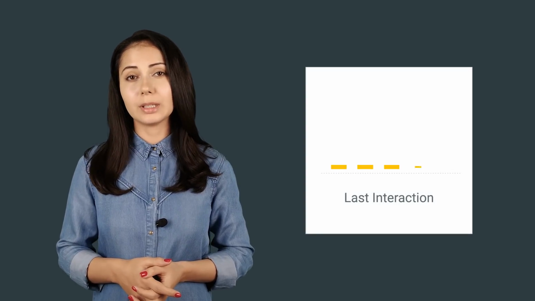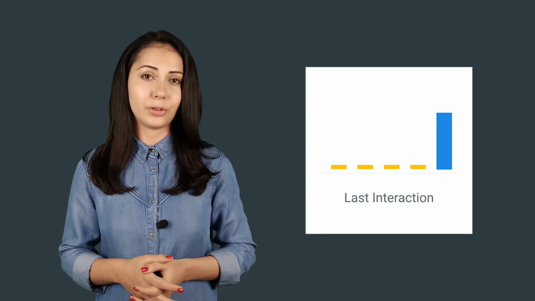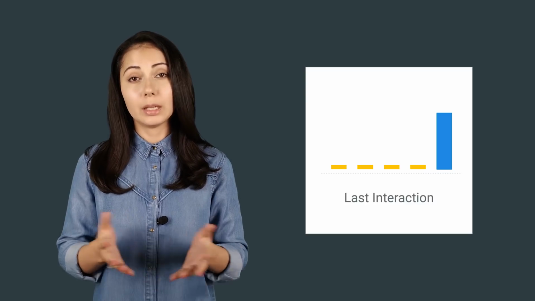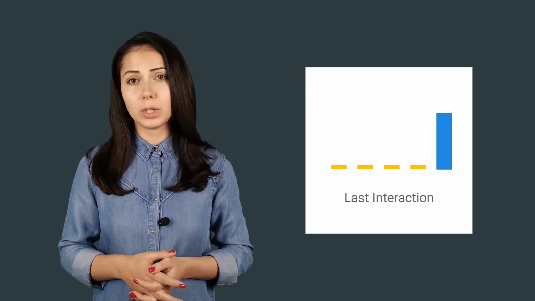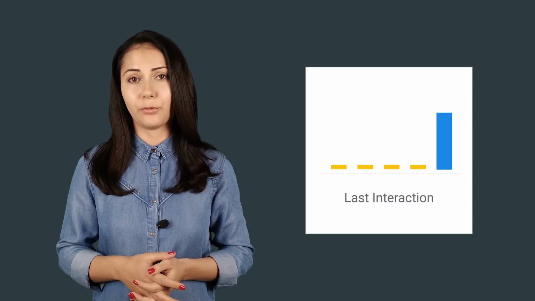Hi there, I'm here at OWOX BI, and today I'll go through the different kinds of attribution models, from standard to advanced. Google Analytics has 7 default attribution models. The last interaction attribution model gives 100% of credit for the conversion to the final touchpoint. This model can work if you just want some quick metrics on where your website users came from.